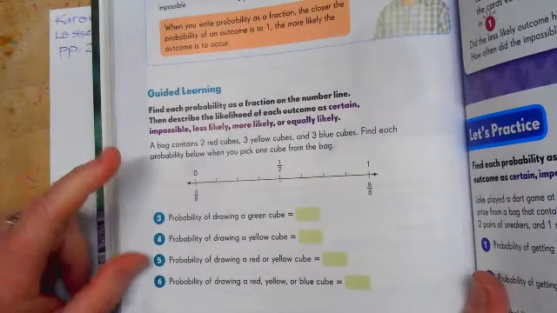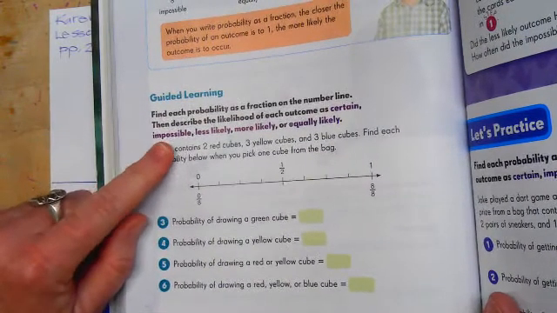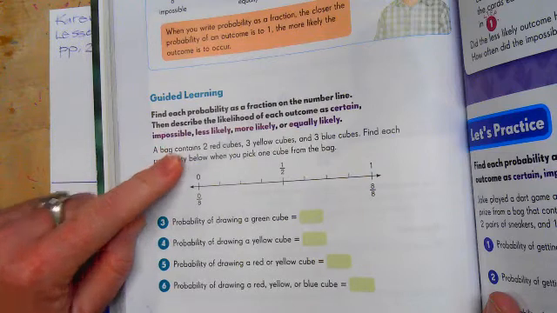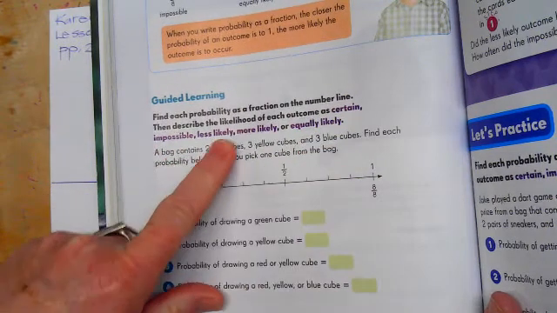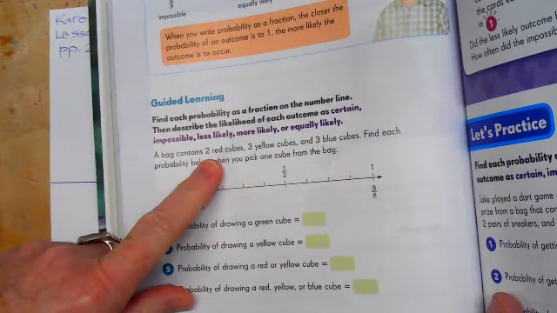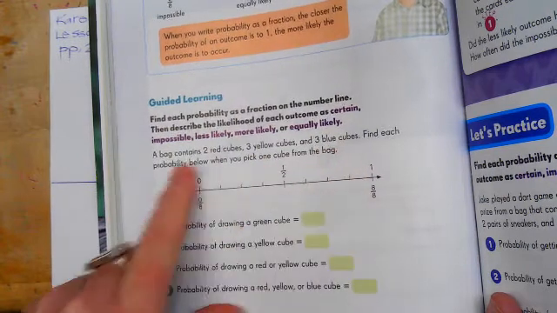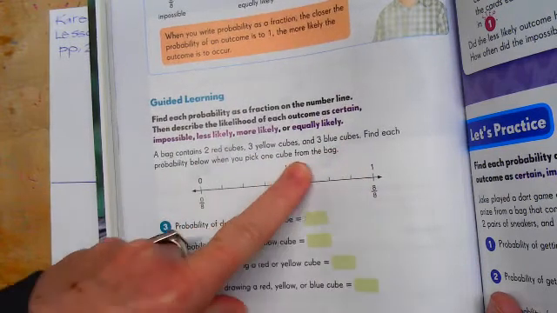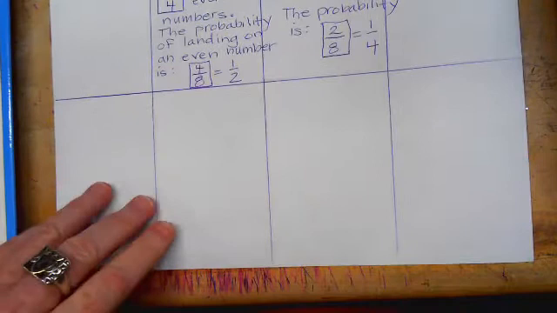Okay? So now we're going to draw this. It says find each probability as a fraction on the number line. Then describe the likelihood of each outcome as certain, impossible, less likely, more likely, or equally likely. Okay? A bag contains 2 red cubes, 3 yellow cubes, 3 blue cubes. Find each probability below when you pick 1 cube from the bag.